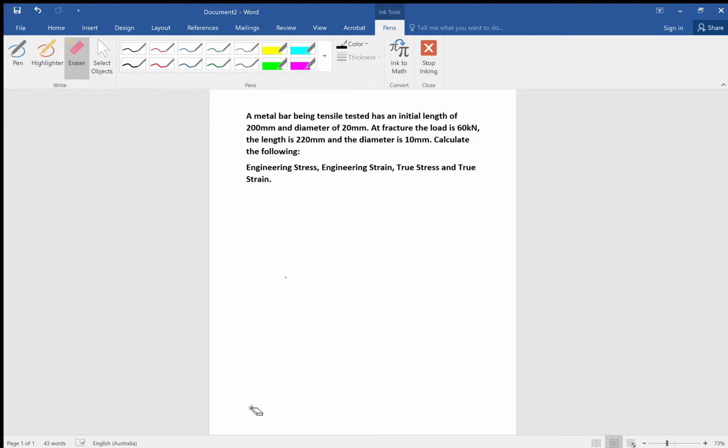So let's do our engineering stress and our true stress first, and then we'll do our engineering strain and our true strain. Our engineering stress, I'm just going to call that a normal stress symbol, is equal to force over A naught, A naught being the initial area before we do anything. So we know that that's equal to the force, which we need to express in newtons, 60,000 newtons, over our area.